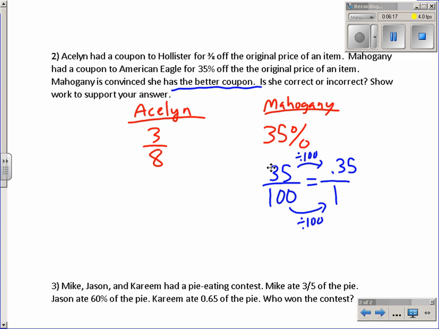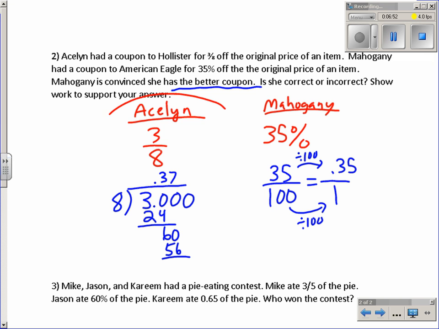Alright, that's a good start. And then Aislinn's 3/8. Let's go ahead and do this math out the long way. 3 is being divided by 8. Add the decimal and some zeros. 8 into 30 goes 3. 24. 60. That's going to be a 7. 56. We can stop there because Mahogany's coupon only went 2 decimal places out, so let's do 2 decimal places here. And now both are in decimals. Aislinn's is 37 hundredths. Mahogany's coupon was 35 hundredths. We know that 37 is greater than 35, so Aislinn's coupon for Hollister was the better coupon.